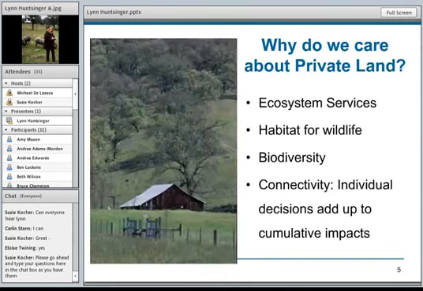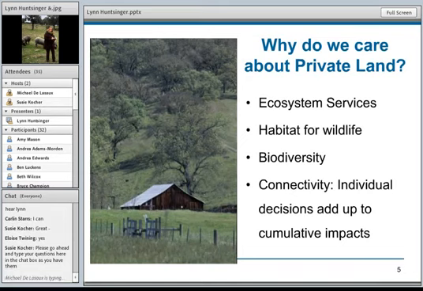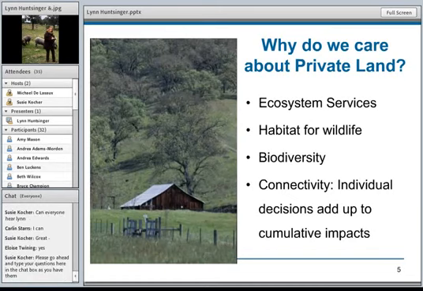It's changing so much. New people are moving out into the rural areas. We call that rural restructuring in some branches of academia. Yet these private lands produce, as we know, a wealth of ecosystem services, habitat for wildlife and biodiversity. There's a lot of connectivity out there. Big lands that are not fragmented, that are connected to each other. Habitat connectivity, as we know, is extremely important. And we know that individual decisions about the land, the practices that people apply, what they want to do with the land, those add up to cumulative impacts that can cross huge land areas.